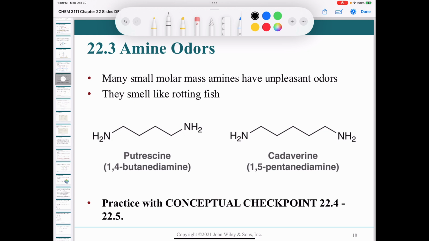And there's two here, putrescine, which is 1,4-butane diamine, and cadaverine, which is 1,5-pentane diamine. And both of these compounds are found in rotting fish, and both of them are also found in urine and responsible for its odor as well.